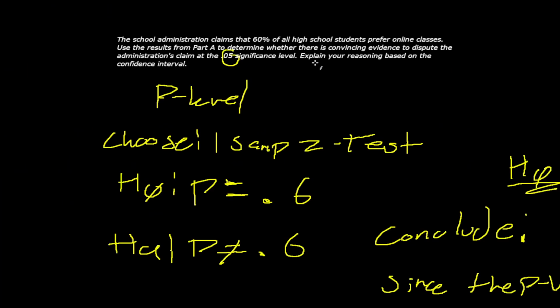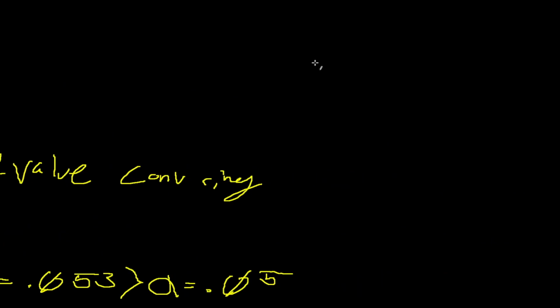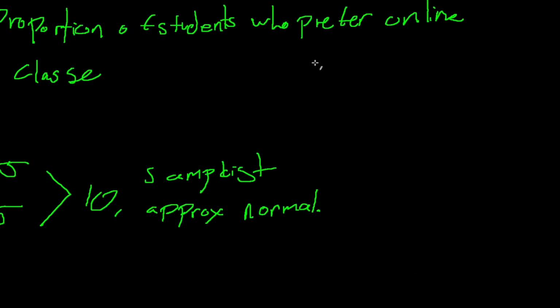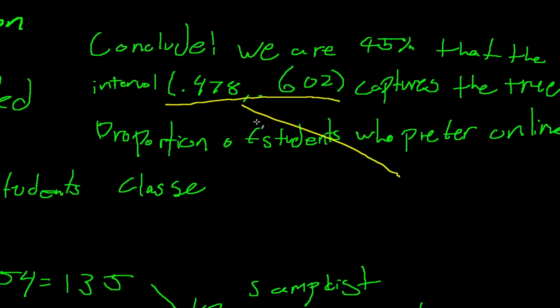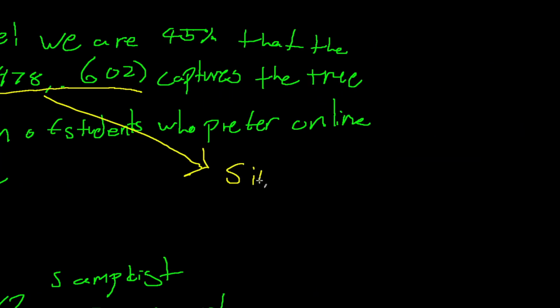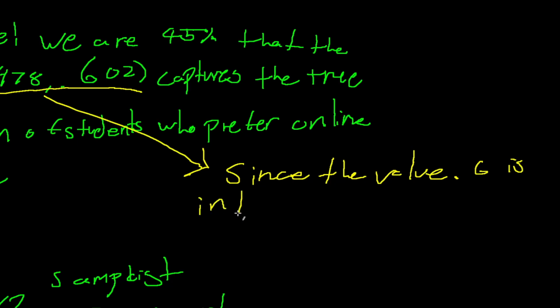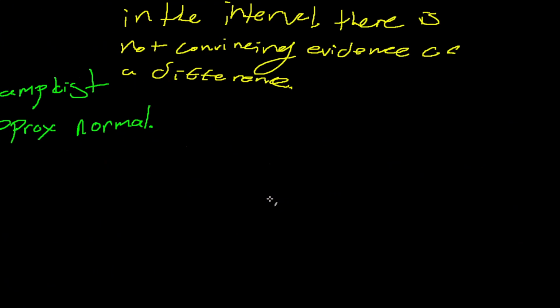Explain your reasoning based on the confidence interval. So now we can go back, and our confidence interval was 0.478 to 0.602. What we can say is that since the value 0.6 is in the interval, there's not convincing evidence that they're lying. And that is all that we need for part B.